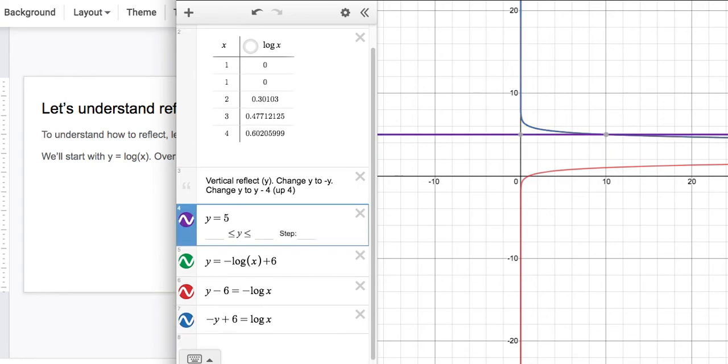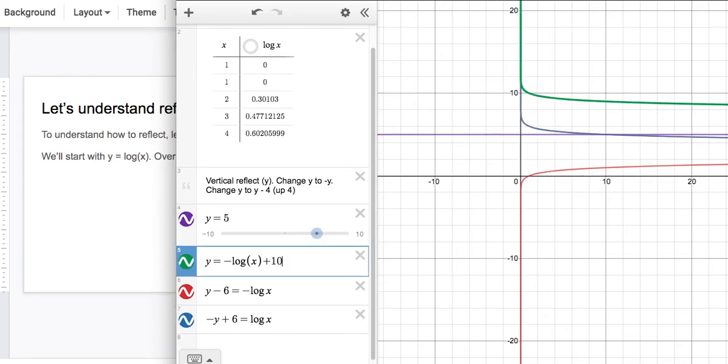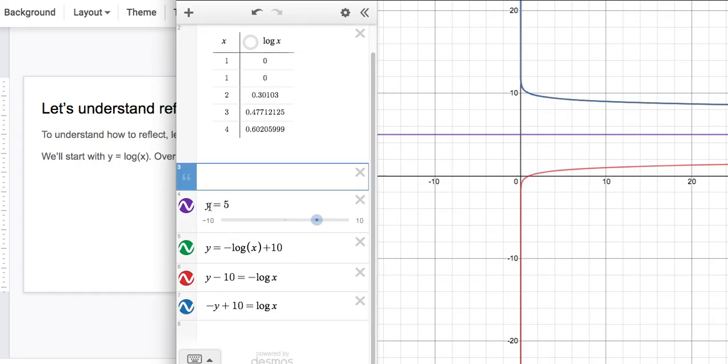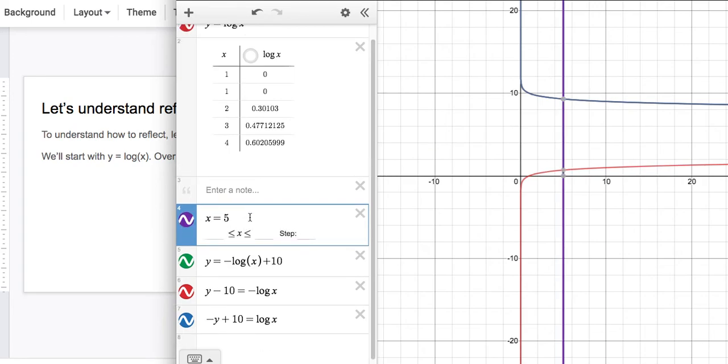So if this were 5, would this be 10? Interesting. So now what if I wanted to do something like the line x equals 5? Now, if I'm reflecting over x equals 5, that's a different story. Now I want this x-intercept to come way over here. I don't want anything to change vertically. I want it to flip this way.